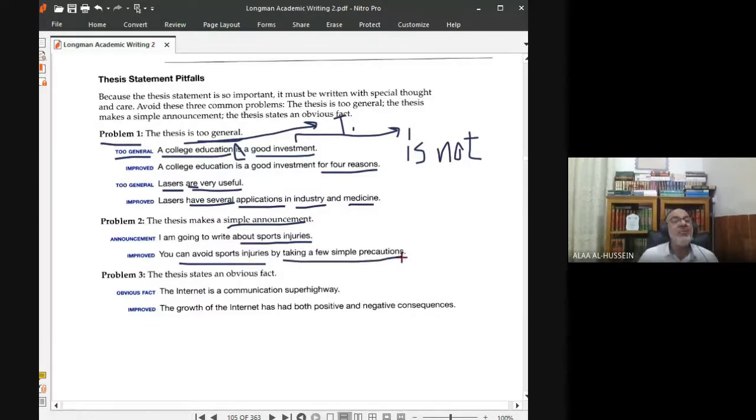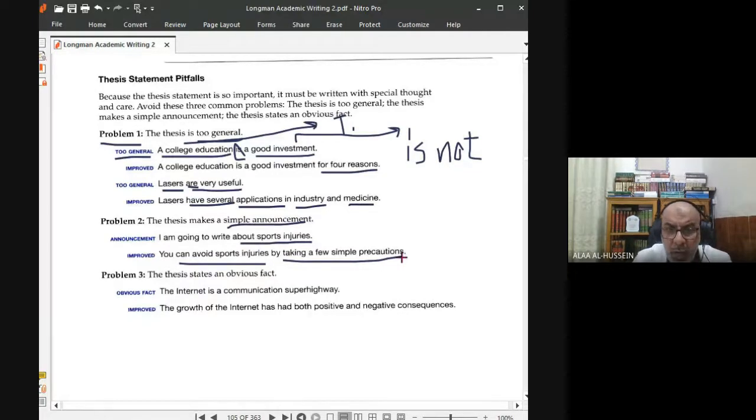So here we have the main idea, a specific idea. As a reader, you are going to ask yourself, what are those simple precautions? So it's an interesting sentence, an interesting idea. How can sports injuries be avoided? By simple precautions. What are those simple precautions?